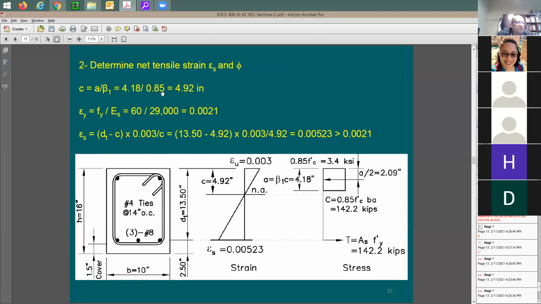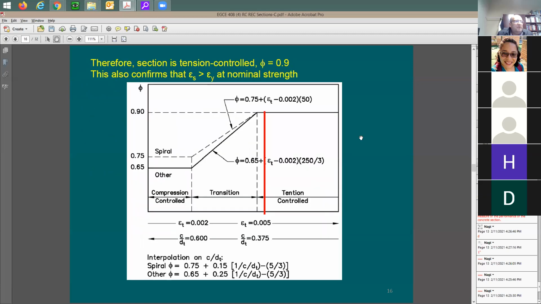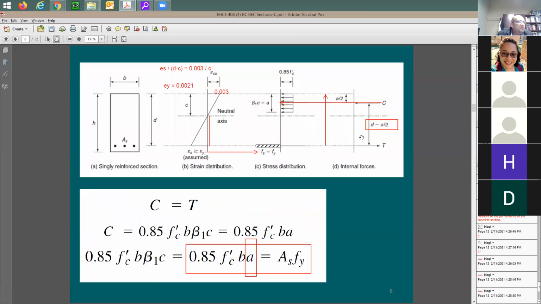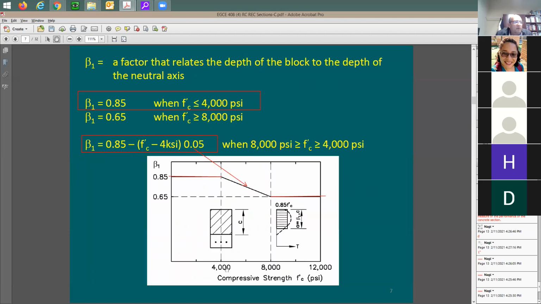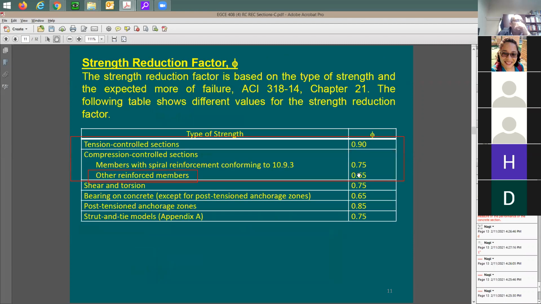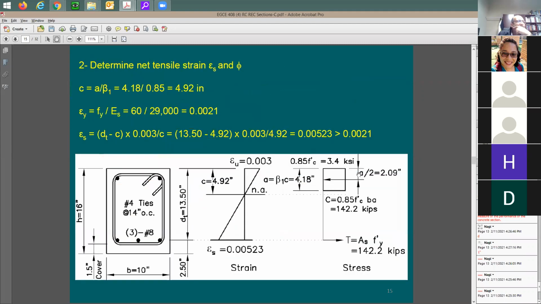Here it is. Beta 1 is 0.85. Do you see it before? Let me take you back here to this one. When the concrete strength is 4,000, your beta 1 is 0.85. If you go a little bit higher in concrete strength, the beta 1 factor is going to drop according to this line. If you go to 8,000 and higher, it's going to be 0.65. Now let me figure out here the c. That is equal to a, the 4.18, divided by the beta 1 factor, the 0.85. Therefore, c is going to be 4.92. So, okay, good. That is the depth of the neutral axis.